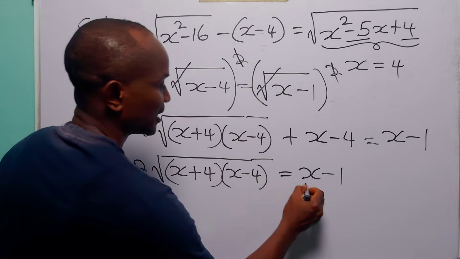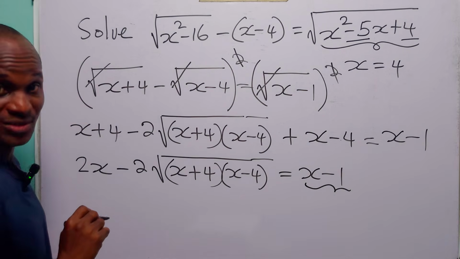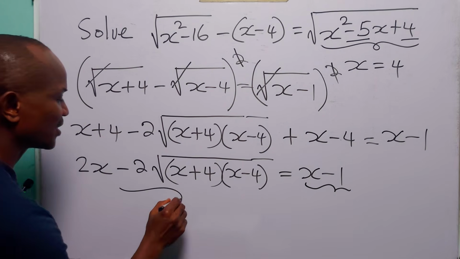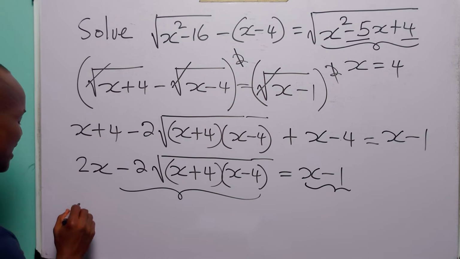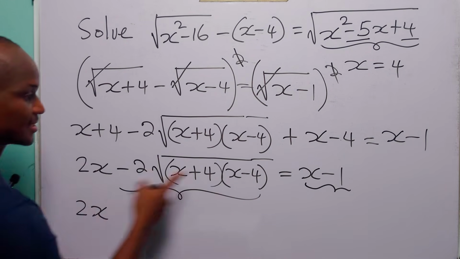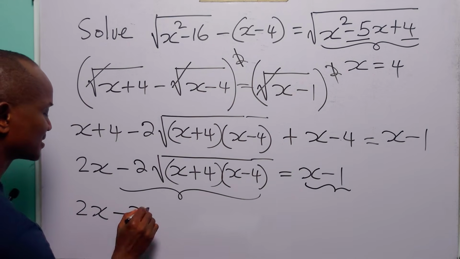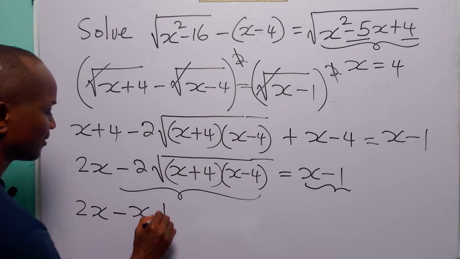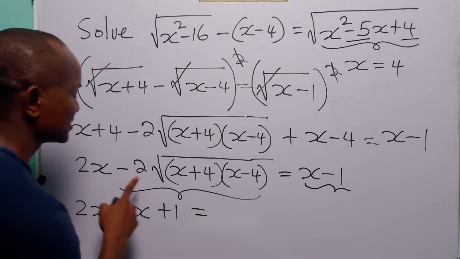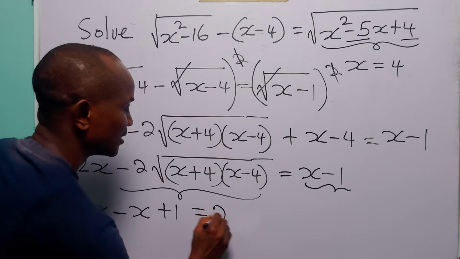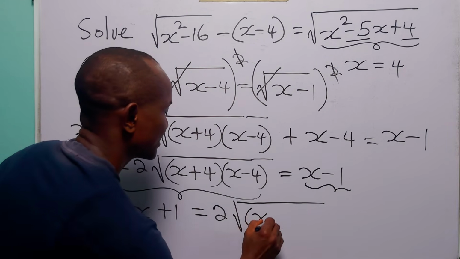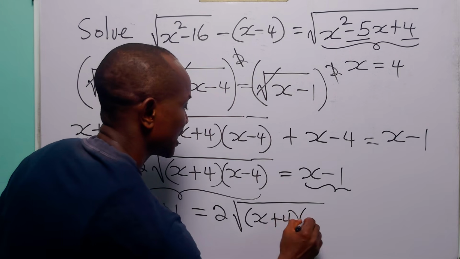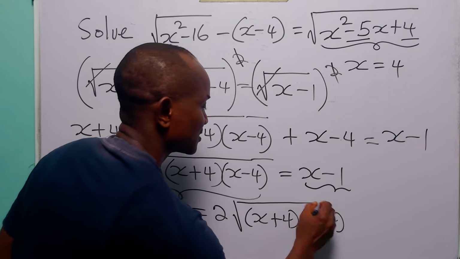Now let us move these two terms over to the left hand side and move this square root over to the right hand side. When we do that, we have 2x minus x plus 1. And of course, this is going to be equal to 2 times the square root of x plus 4 times x minus 4.